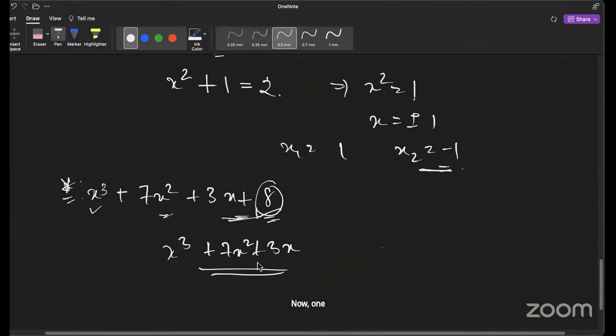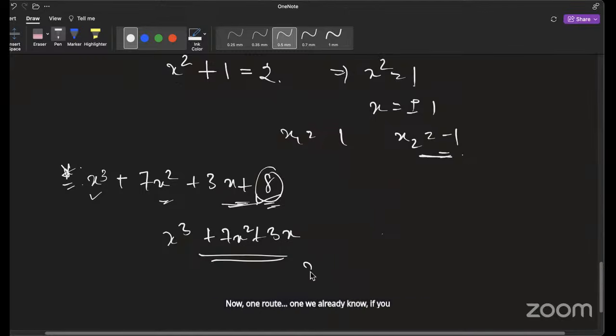Now, one root we already know. If you take x common from here, you can write it as x squared plus 7x. We check that it is 1-1.